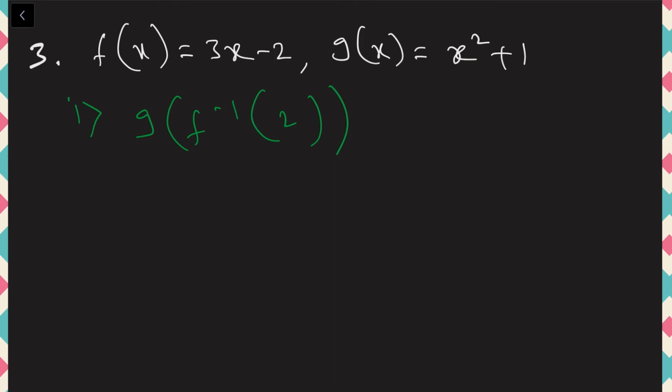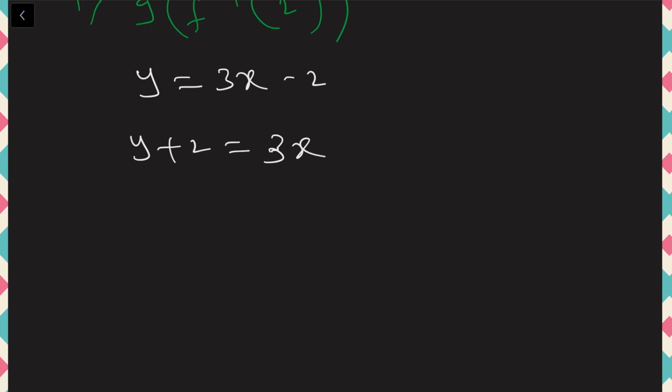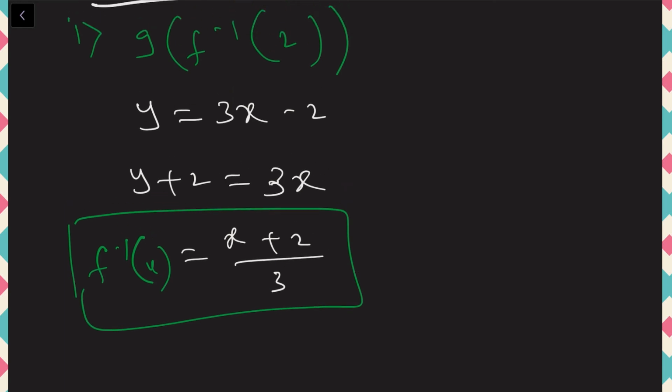So for F of X, we need to find the inverse first of all. F of X is given as 3X minus 2. So make F of X equal to Y. So Y is equal to 3X minus 2. Take minus 2 to the left side. Y plus 2 is equal to 3X. We want the X value, so take 3 also to the left side. Then X is equal to Y plus 2 divided by 3. Now replacing the alphabets, here X will become Y and Y will become X. Then replace this Y also with F inverse of X. So F inverse of X we got, that is X plus 2 divided by 3.